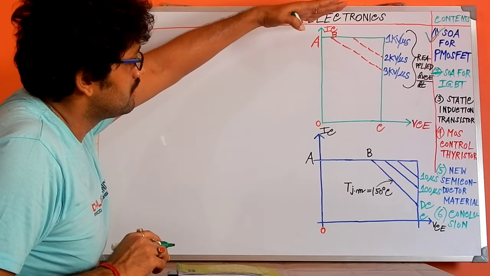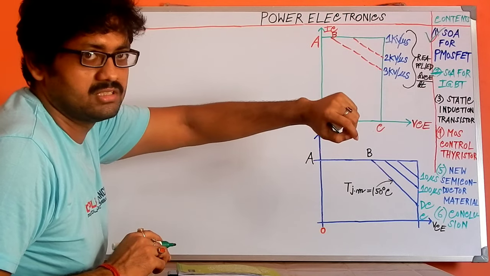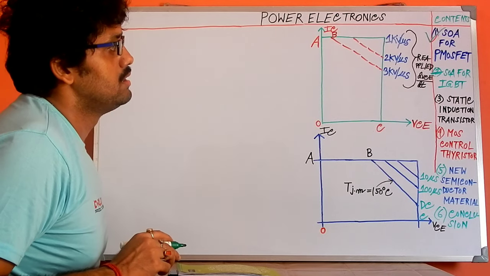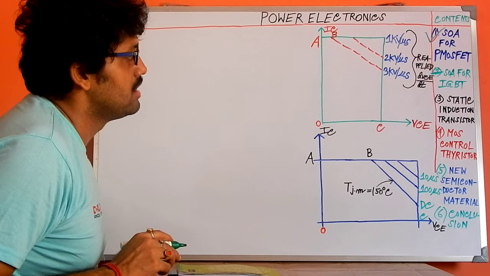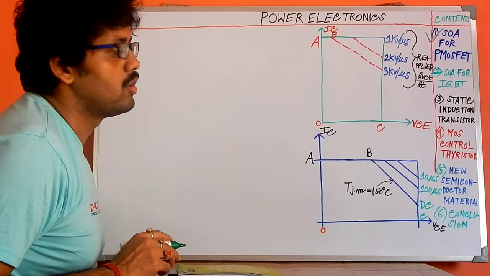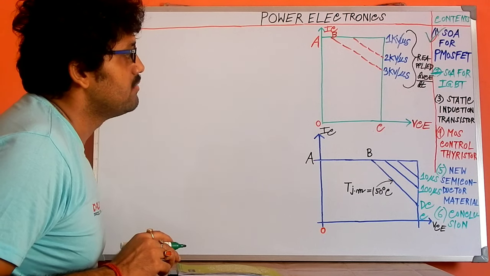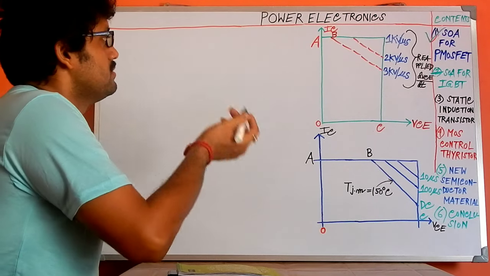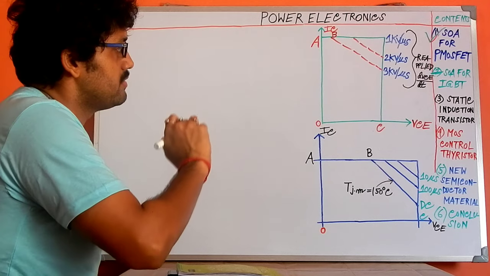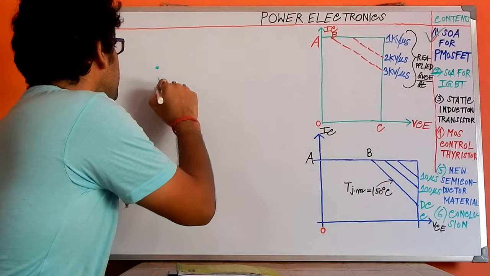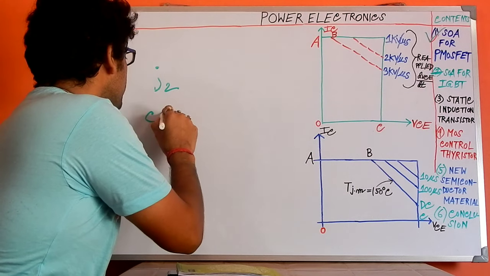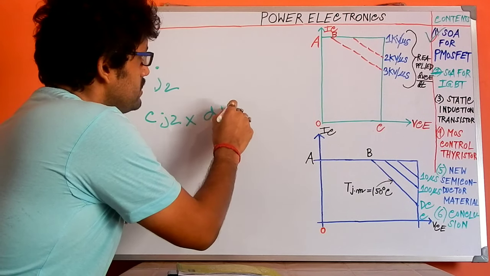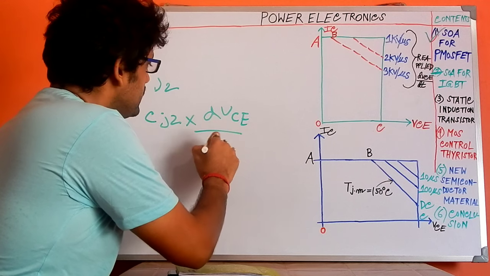on the current or dependent on the voltage. These things are independent and we cannot control the operation of the IGBT, which implies that the device may get damaged. Okay, so there is a voltage drop across the junction, say across junction J2, the capacitor is CJ2. Okay, so the voltage drop is nothing but CJ2 multiplied with dVCE divided by dt.